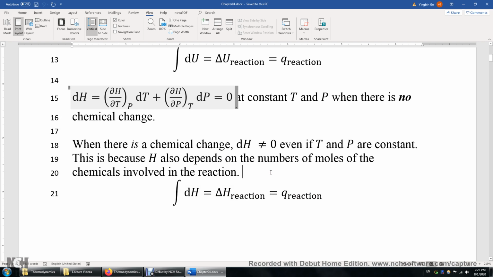Again, this is due to the change of the number of moles of chemicals involved in the reaction. For example, if hydrogen reacts with oxygen and produces water, the number of moles of hydrogen and oxygen will decrease. The number of moles of water will increase.